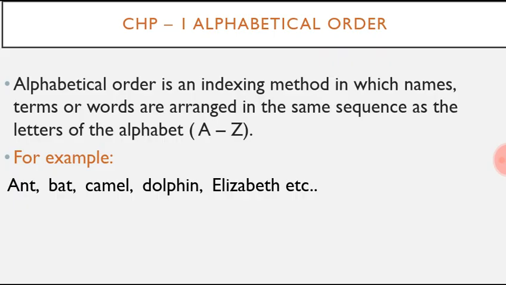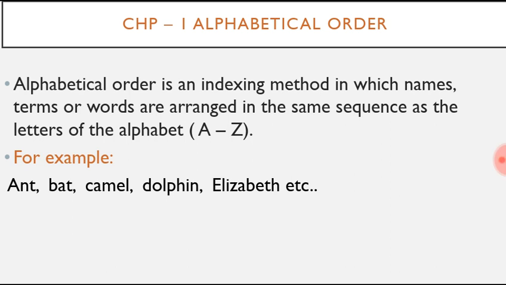Now let's move to the grammar topics. So first we are going to cover chapter 1, alphabetical order. Now what is alphabetical order? Alphabetical order is an indexing method in which names, terms or words are arranged in the same sequence as the letters of the alphabet A to Z. So here you have to keep in mind that the words which are arranged in the alphabetical order, that means from A to Z.